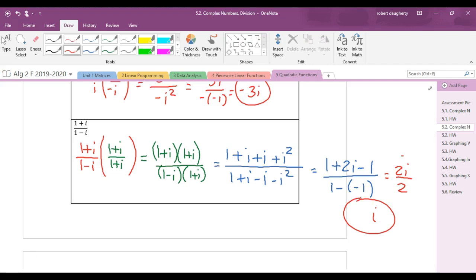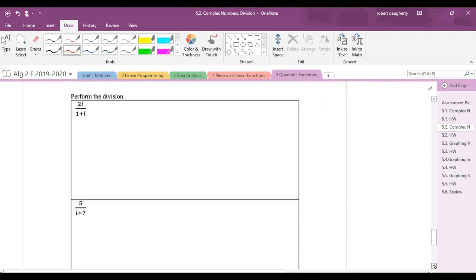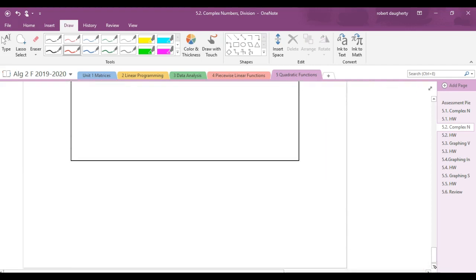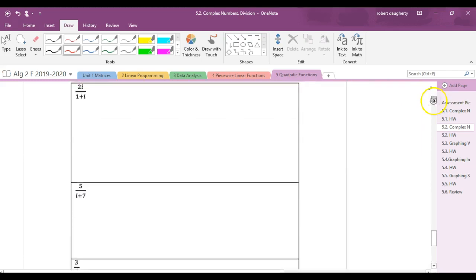So in all of these problems, they look complicated. The algebra gets a lot, and then it boils down to an answer that's simpler. So anyway, that's all it is to doing division. Let's do a few more and then we turn you loose.